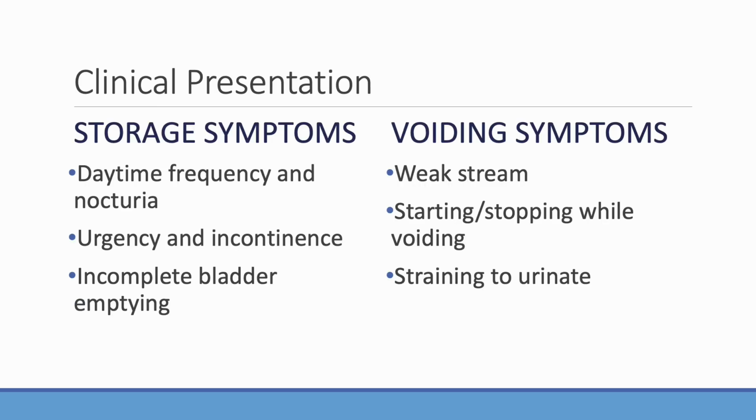So clinical presentation, patients can present with either storage or voiding symptoms. Storage symptoms being that they have frequency throughout the day, but then are also needing to urinate throughout the night. They have some urgency and incontinence, incomplete bladder emptying, and then also some voiding symptoms, such as a weak stream, stopping and starting while voiding, so they aren't able to continue voiding throughout the entire urination process, but then also they're straining to urinate.